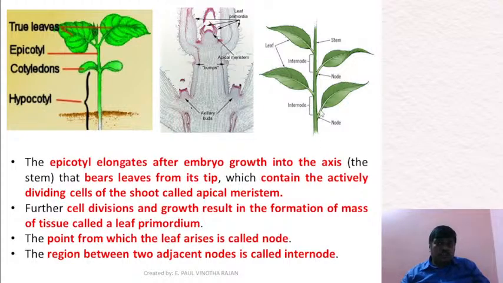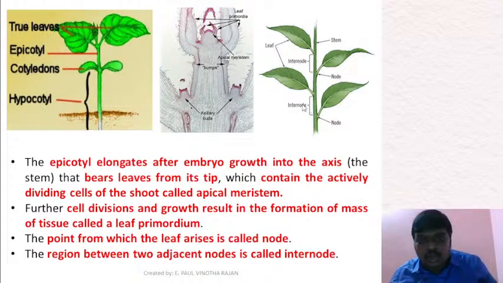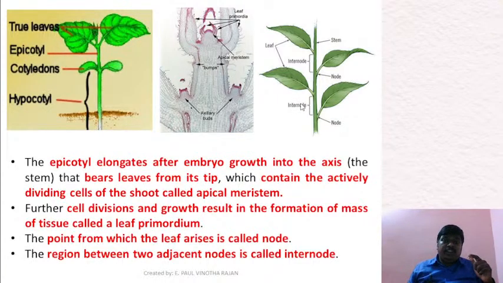In between the two nodes, the region we call the internode. So the region between the two adjacent nodes is called the internode. So node is the region where the leaf arises from the stem, and the region between the two nodes is called the internode. So this is about the general characteristics of the stem.